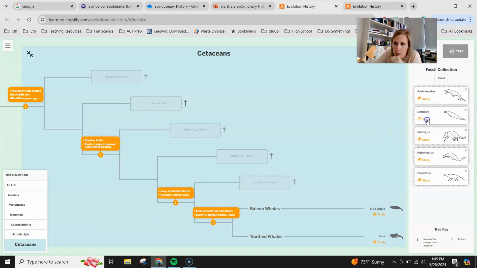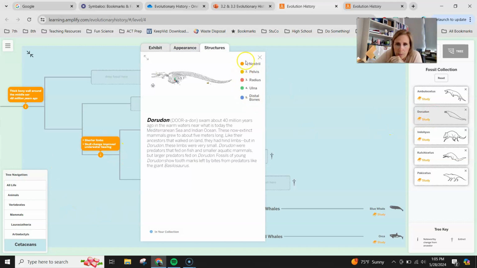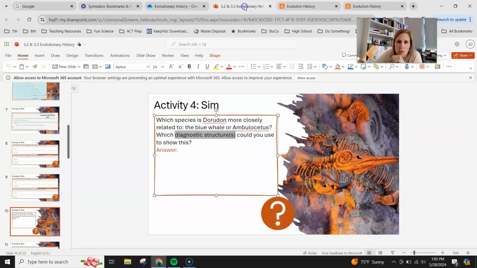So if we go back and look at one of these, okay, and we see these 5 structures here. Those are going to be our diagnostic structures. So which one could you guys use to prove that it's more closely related? If we're looking at comparing the Durodon, is it more closely related to the blue whale or the Ambulocetus? So which structures prove that to you?